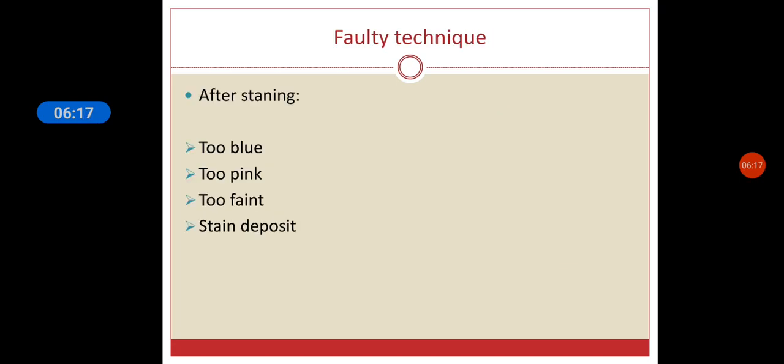Right? Now, what are the flaws that can happen in a staining technique? There are many flaws which can come, but I'll tell you a few of them which are important for you, and you should know how to correct them. These are all viva questions. Invariably you will be asked all these things. So what happens after staining? You have done your procedure. There are a few things which can happen. One is your stain is too blue. The same, your stain is too pink. Or the stain is very faint, that means the stain has not caught up, or there can be stain deposits. So these are the few flaws. Now how will you correct each one?